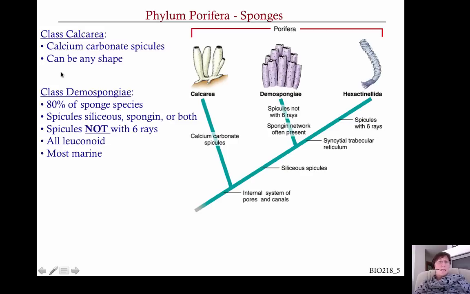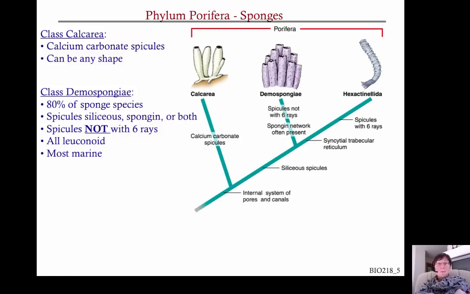The Demospongiae make up about 80% of sponge species, and they're showing you a diagram here, but they can take on a number of different shapes, although primarily they're all leuconoid. That's the most complicated shape. The spicules can either be made of silica, of spongin, or both. So what that means is that your sponge is going to be a little bit squishy if it's got spongin, but if it's got some silica spicules in there, it's going to be kind of scratchy.